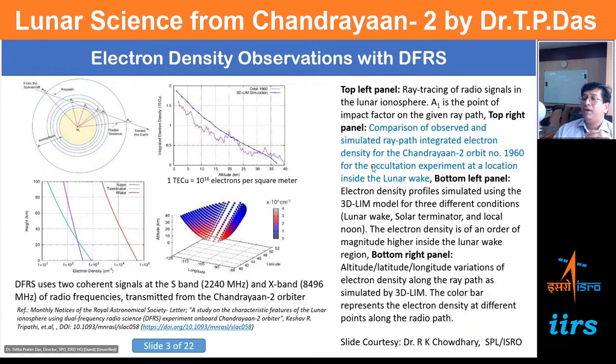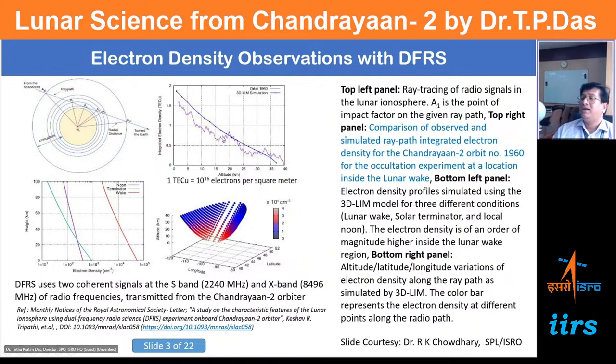Here in this slide, in the top left panel, if you see, this is the geometry, which is called the ray tracing geometry of the radio signals in the lunar atmosphere. This is the Moon. What I am trying to show is, when the radio frequency wave passes, which regions of the exosphere and the ionosphere affect the properties of the electromagnetic radiation. This is basically the technique of radio occultation.